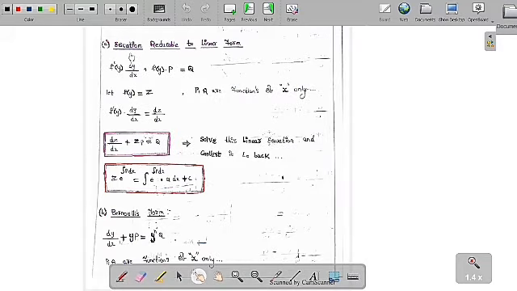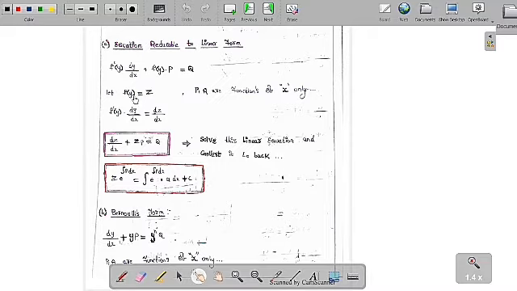Now we are going to see some special cases of this third method: equations reducible to linear form. Suppose there is an equation in this format, f dash of y into dy by dx plus f of y into p is equal to q. Suppose in this format the question is there, then we are going to see how to convert it into Leibniz form.